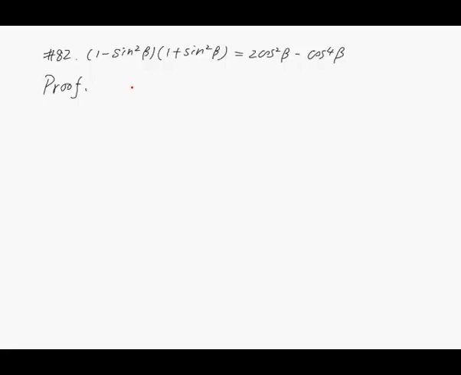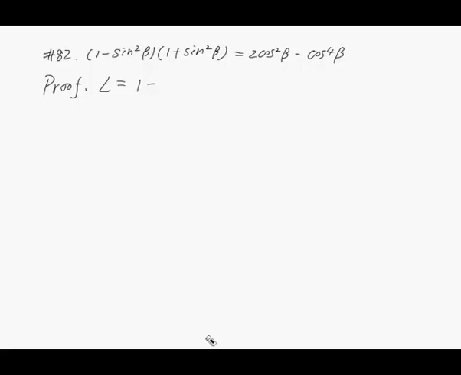And let's first begin with the left side. So the left side, we can use the product of the sum and difference of two terms formula. Actually, let's begin with this factor. So 1 minus the sine square beta is equal to cosine square beta, right? Because the right side just involves the cosine. Okay, so we try to convert the sine to the cosine.